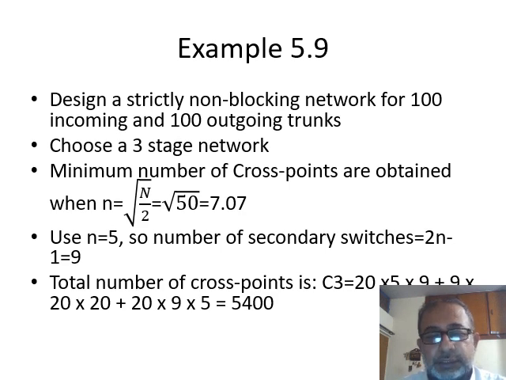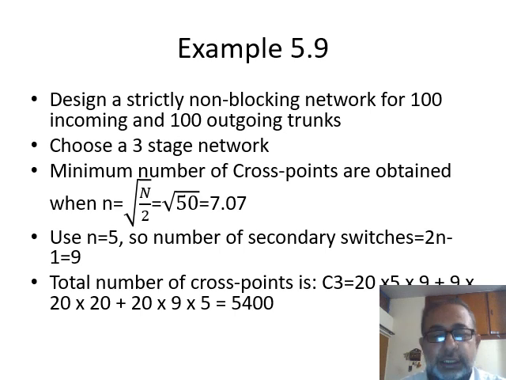Here it is very clearly done. You can see example 5.9. We have to design a strictly non-blocking network for 100 incoming and 100 outgoing trunks. We choose a three-stage network. Minimum number of cross points are obtained where small n is equal to under root capital N over 2. This we already have, and we come up with 7.07. 7.07 is something in between, so we can take n equal to 5 and n equal to 10.